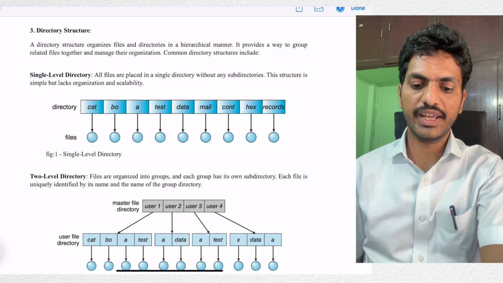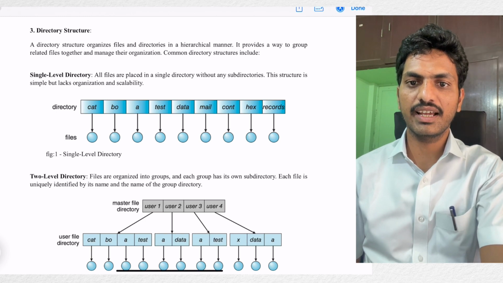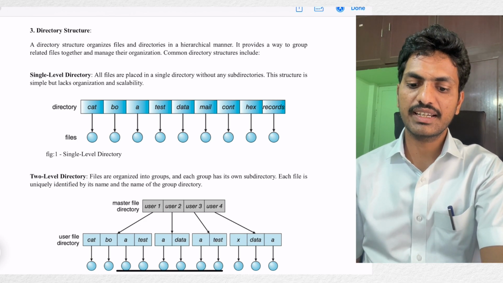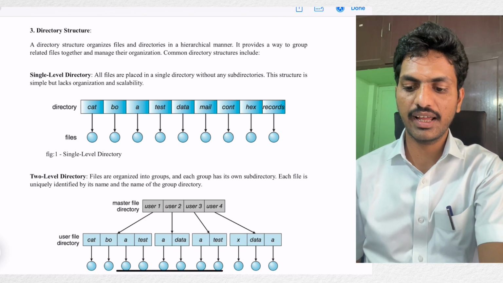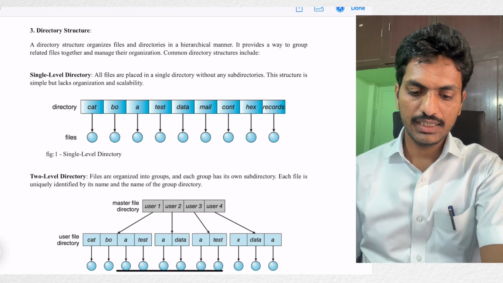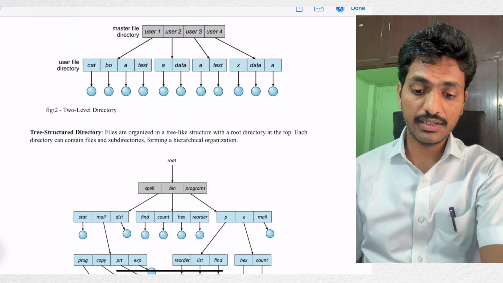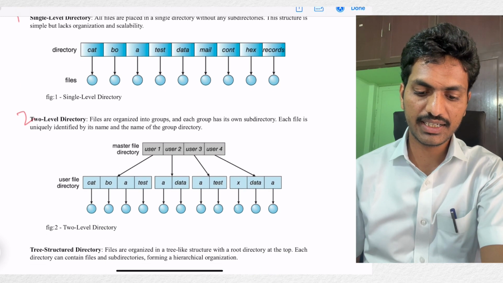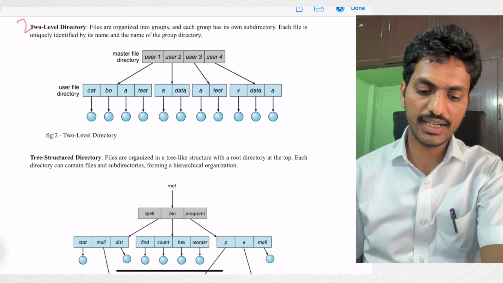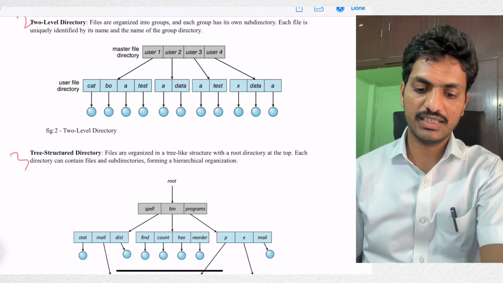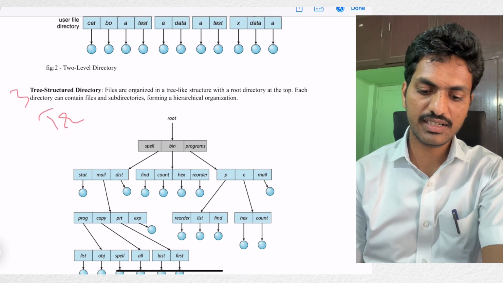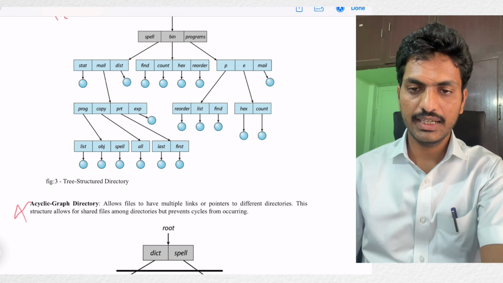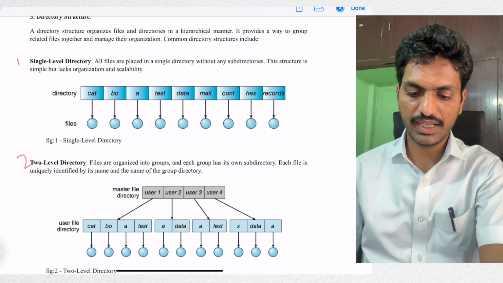Next topic is directory structure. What is a directory? Under a directory, you can create many files. There are 4 types given here. First one, single level directory. Second one, two level directory. Third one, tree structured directory. What is the fourth one? Acyclic graph directory.